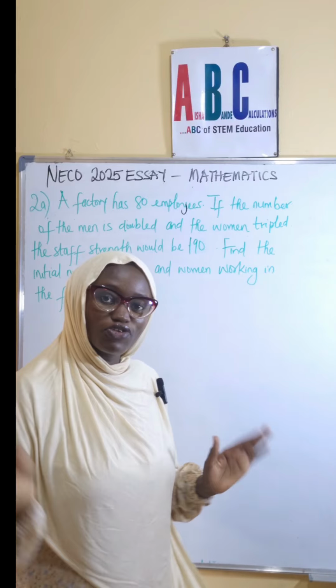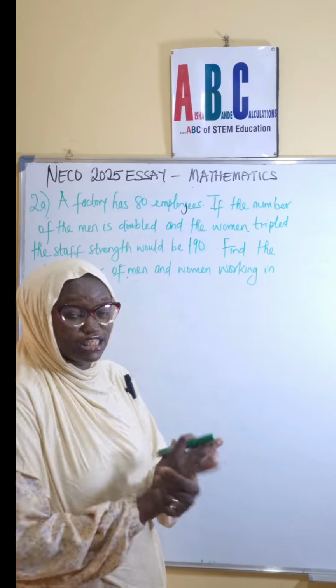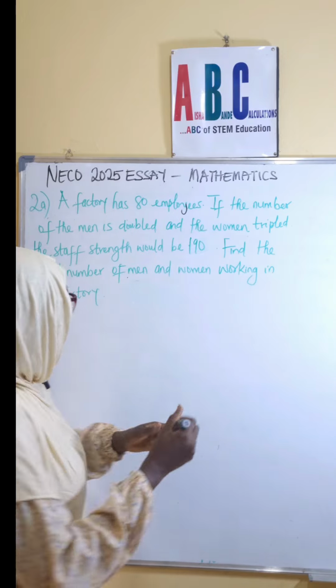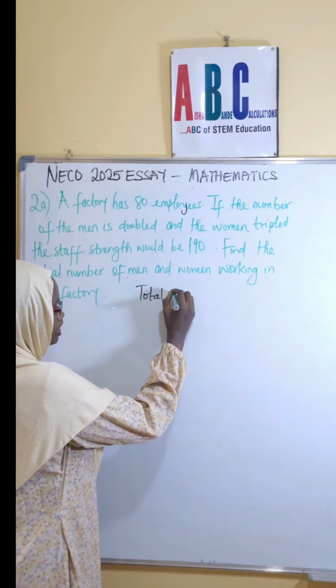So I dropped this question some few days ago, and some followers have requested that I solve the question. So let's begin. It reads that a factory has 80 employees. That means the total number of employees is equal to 80.